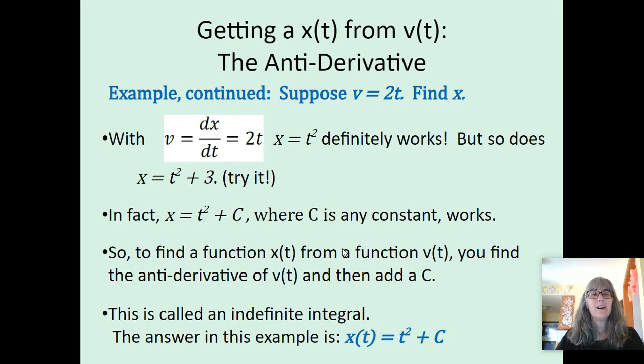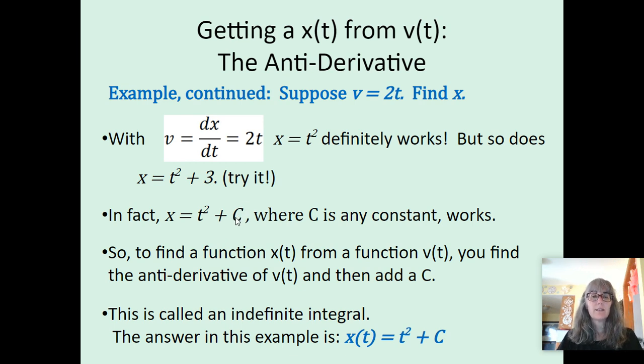Now, it's not really that simple. That's not the whole story. T squared definitely works, but we also could add a 3 to that. So t squared plus 3. If we took the derivative of t squared plus 3, the t squared becomes 2t, and the 3 just goes away. So it definitely works. In fact, t squared plus any constant is going to work because that constant is just going to go away when you take the derivative.